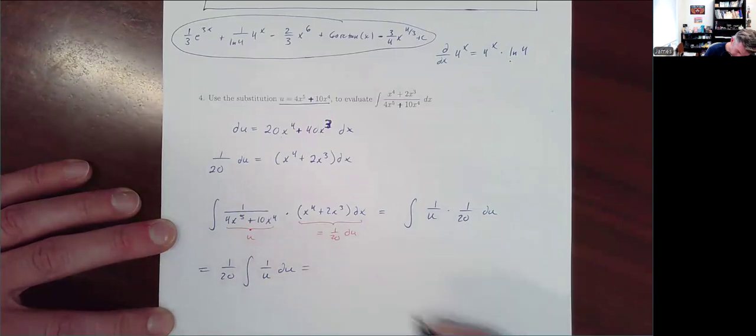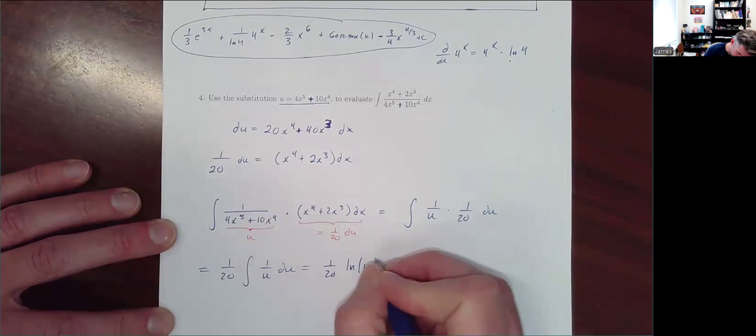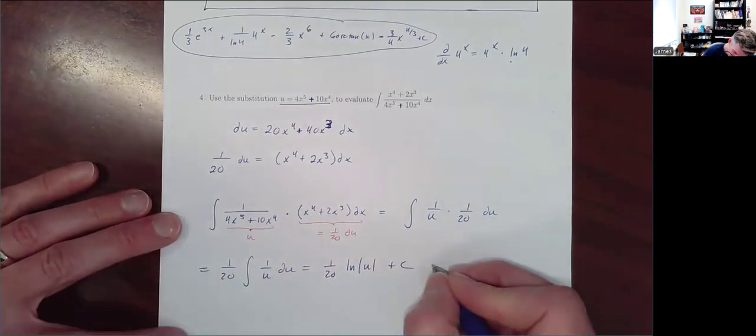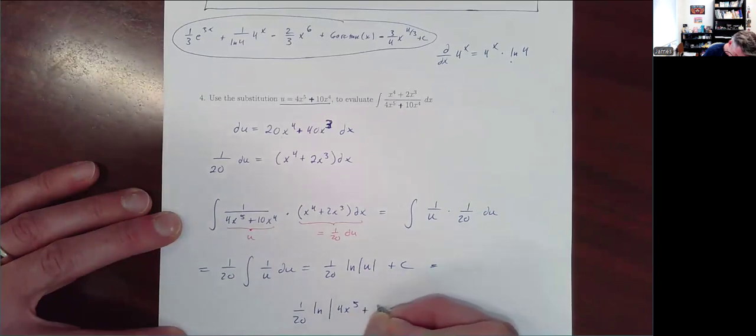But then integrating, we get 1 over 20, and the integral of 1 over u is the natural log of the absolute value of u. Then we need a plus c. We do need to plug back in what u is equal to. So that's going to be 1/20th times the natural log of the absolute value of 4x to the fifth plus 10x to the fourth plus c.